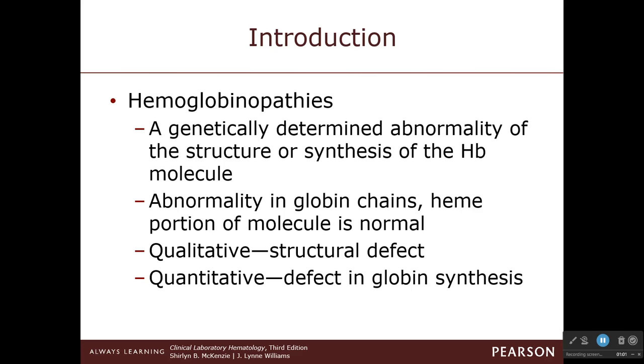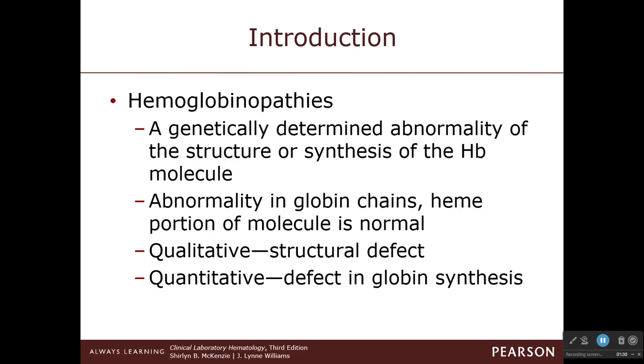So there's two forms of hemoglobinopathies. You can have qualitative forms and you can have quantitative forms. Qualitative is structurally abnormal. Quantitative, of course, is quantity. There's not enough globin chains to make up normal hemoglobin. So qualitative is usually what we consider the hemoglobinopathies.